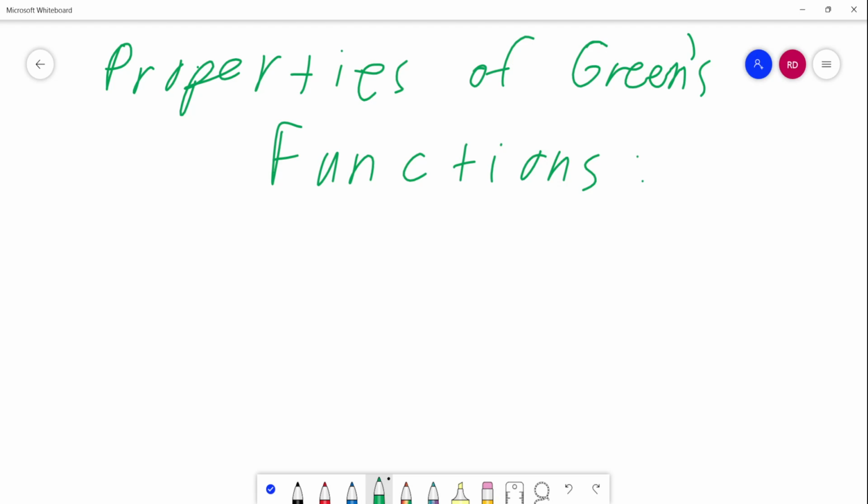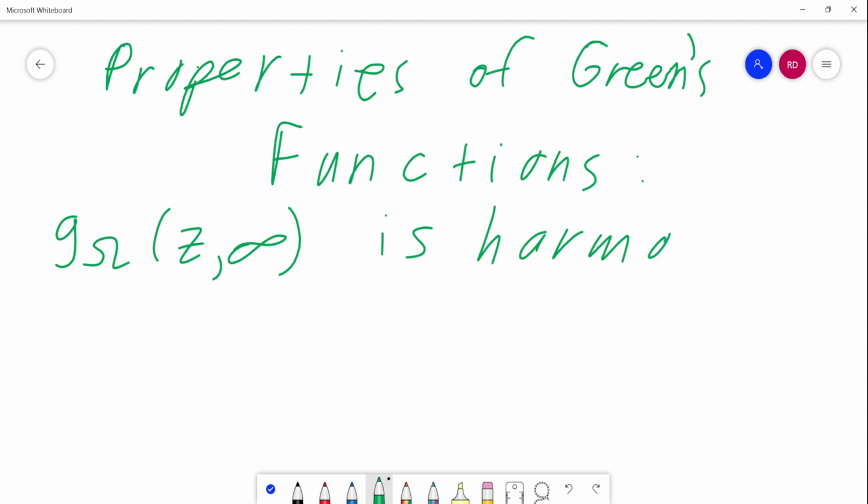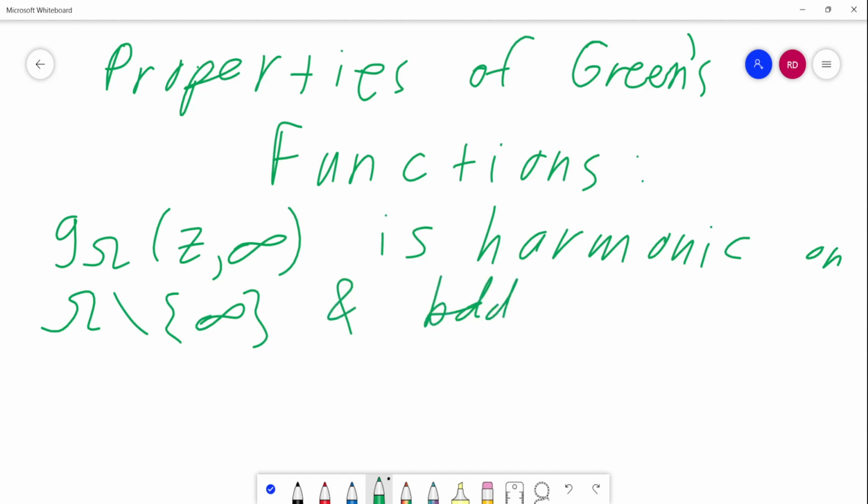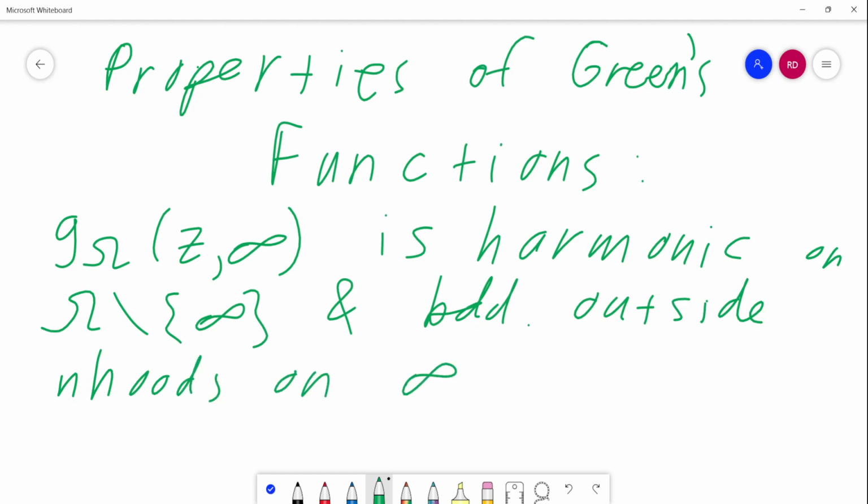So, if you will remember, we said there were some properties for a Green's function with a pole at infinity. That is to say, the first was it is harmonic on omega without infinity, and bounded outside neighborhoods of infinity.